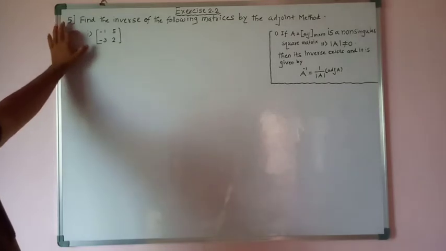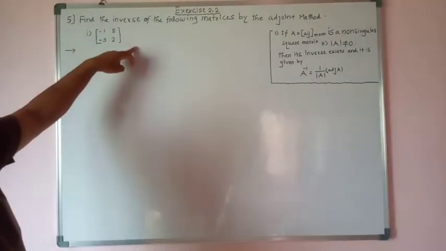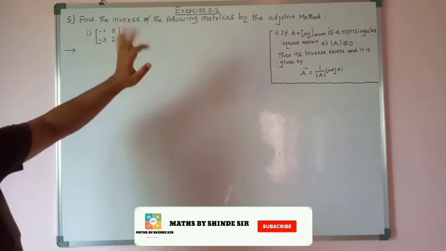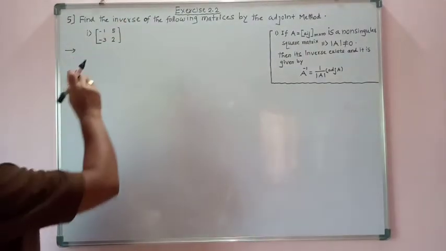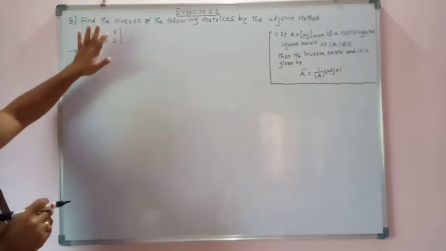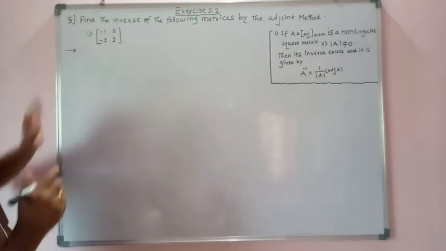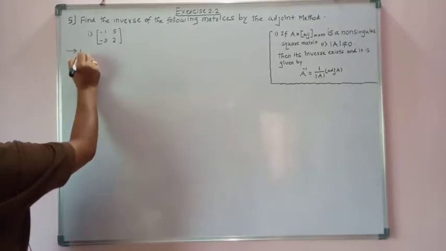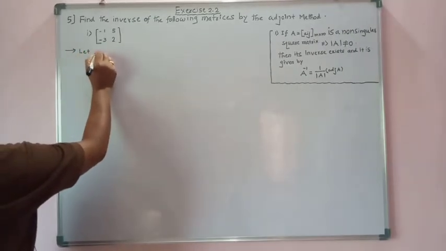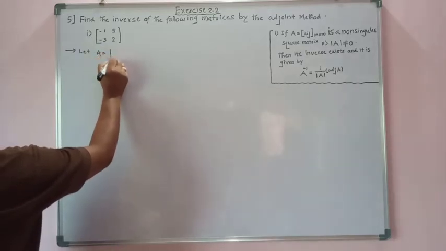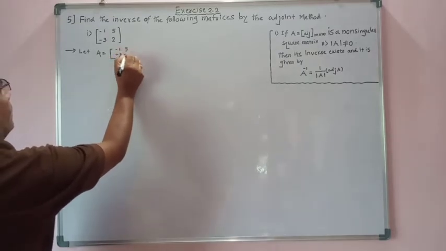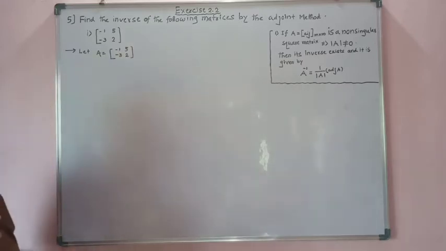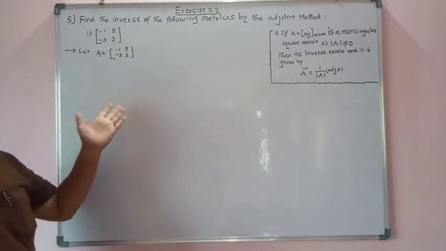Example number 5. Find the inverse of the following matrices by the adjoint method. That is, example first is the matrix -1 5, -3 2. This is a 2 by 2 square matrix. Therefore let matrix A be -1 5, -3 2. A is a square matrix. This order is 2 by 2.